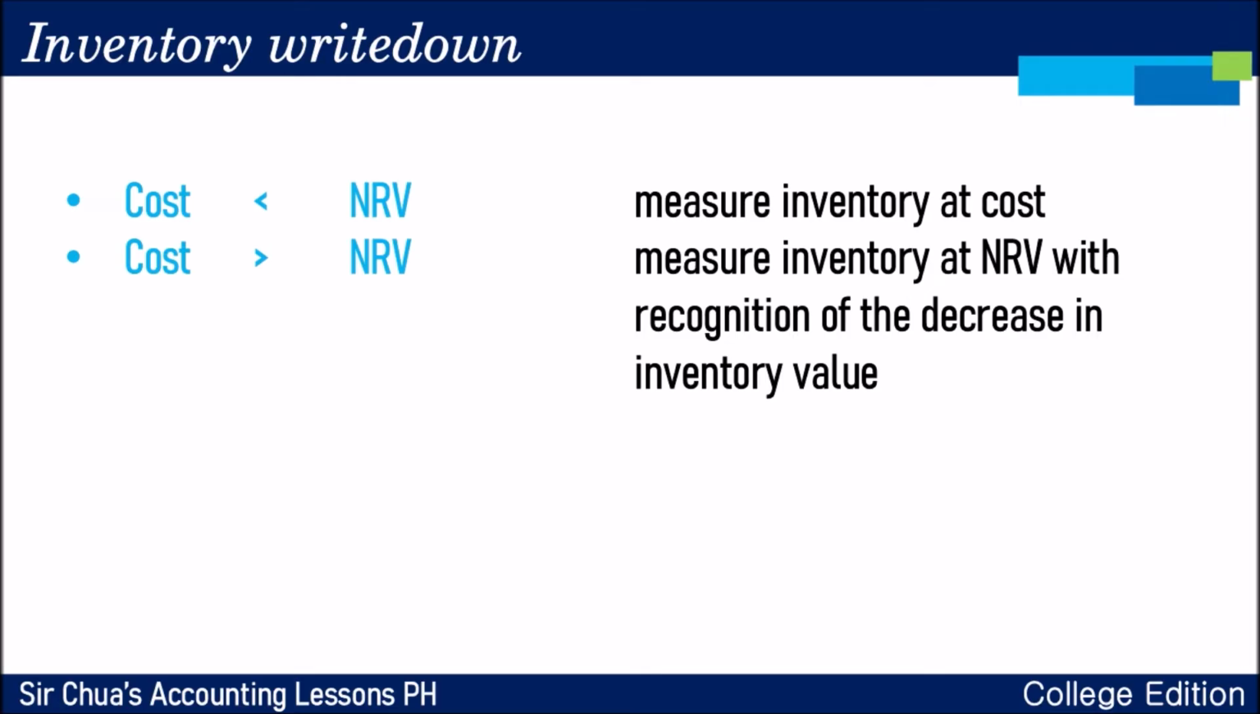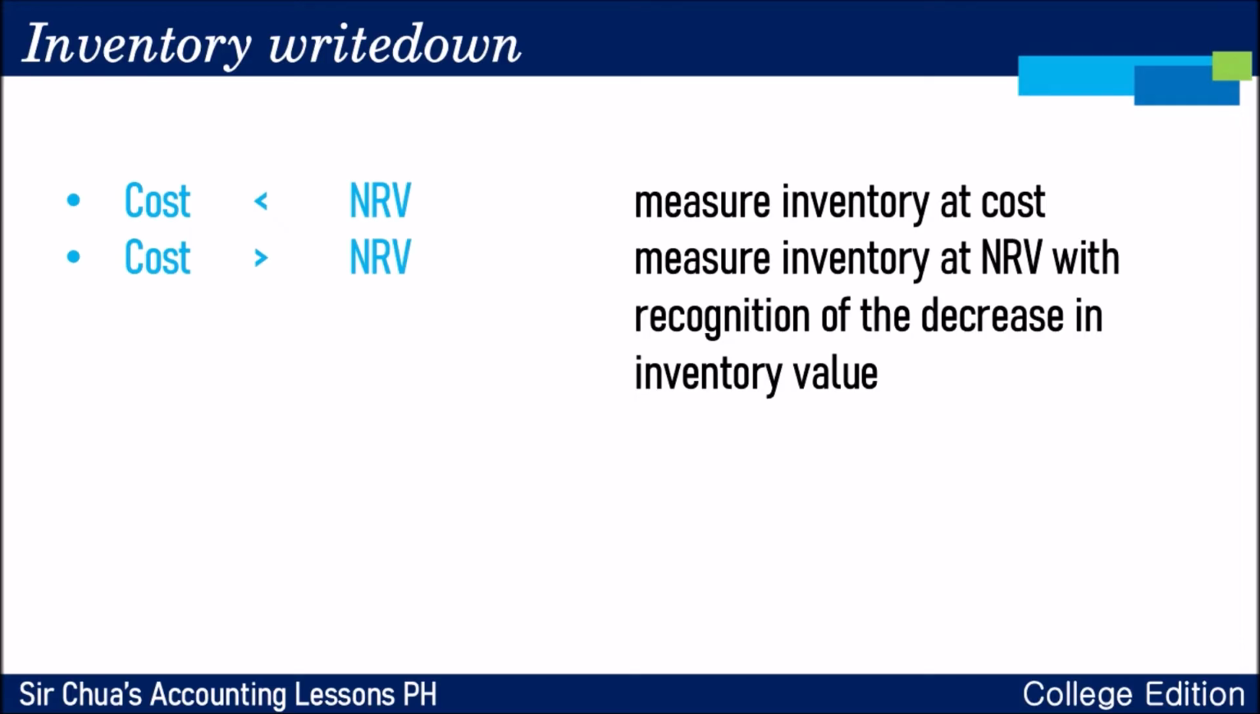But if cost is greater than the net realizable value, or which also means that your net realizable value is lower, then you measure inventories at your net realizable value with the recognition of the decrease in inventory value. Okay? So, what happens is that nagkakaroon po tayo ng decrease in inventory value na nire-recognize natin kung sakali na mas maliit po pala yung marirealize natin kesa sa cost ng inventory.